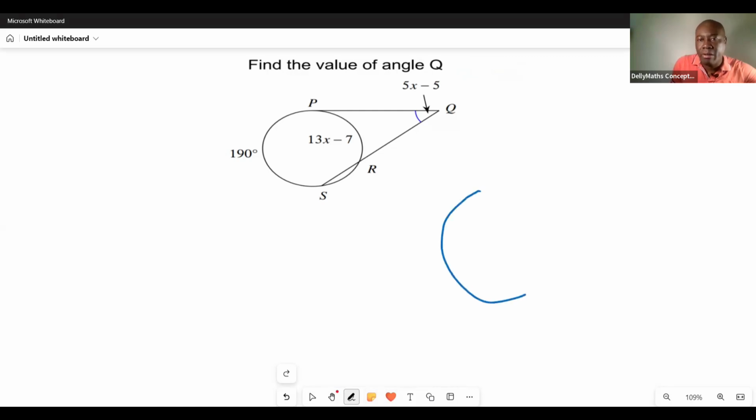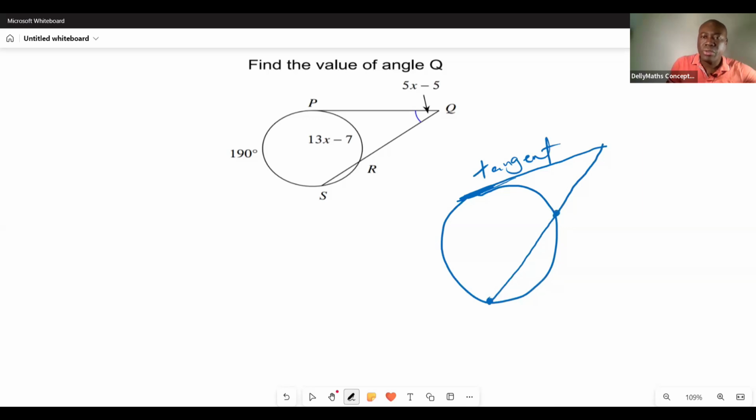So if this is a circle, a tangent line would just pass the circle at one point here. So that's a tangent line right here. It touches the circle once. Now, a secant line is a line that will cut the circle two times. So like this, it cuts the circle here at a point and here at another point. So this is a secant line.